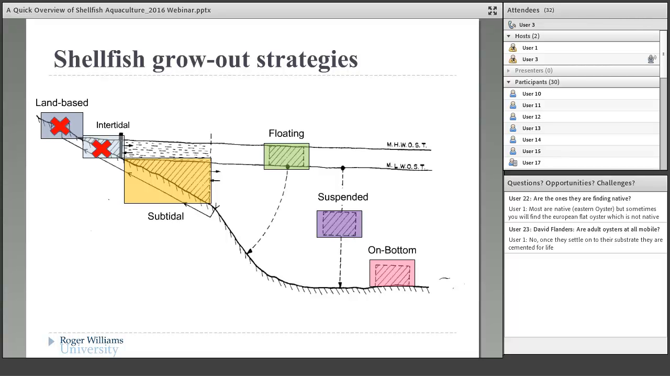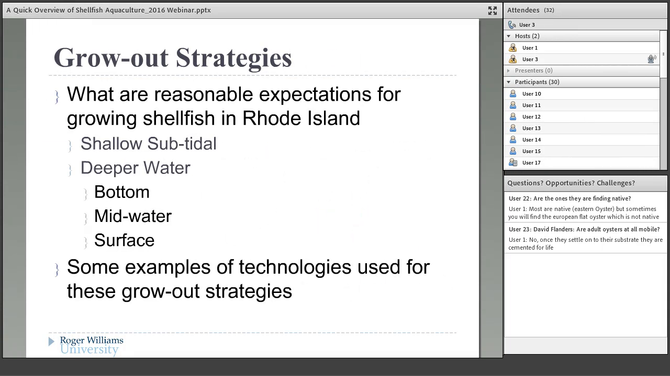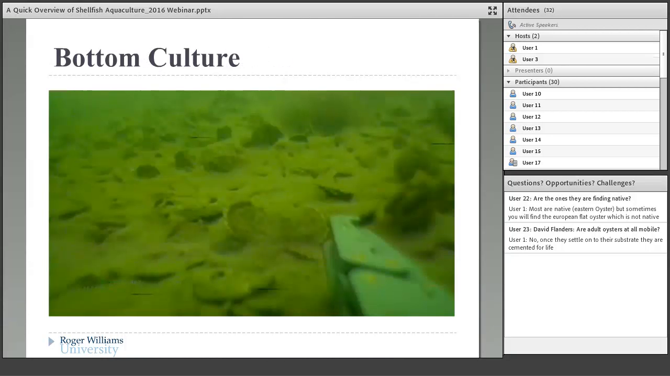There are no land-based oyster production facilities that I'm aware of in the Northeast, and in Rhode Island, intertidal oyster culture is not allowed. And so everything that happens with oyster grow-out is occurring in the subtidal region. So let's look at some of these strategies, and that includes shallow subtidal, deeper water systems, bottom, midwater, and surface. So let's look at some of these technologies.